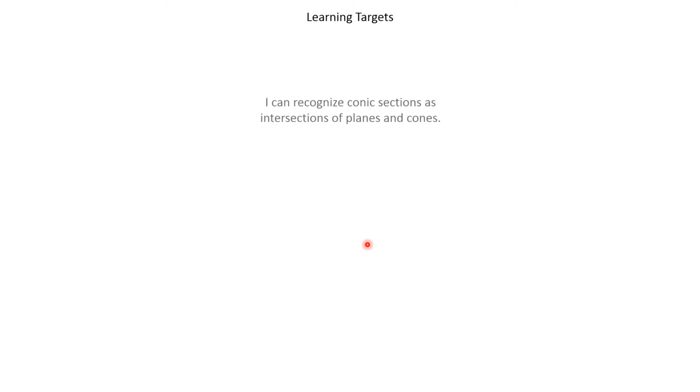So, learning targets. I can recognize conic sections as intersections of planes and cones. Sounds kind of weird. That'll be the first thing we look at. And I can use the distance and midpoint formulas to solve problems. Distance and midpoint formulas are actually just review from geometry, and even before that, you've been dealing with distance and midpoint for quite a while. So we'll get to that at the end. First, though, what are conic sections?